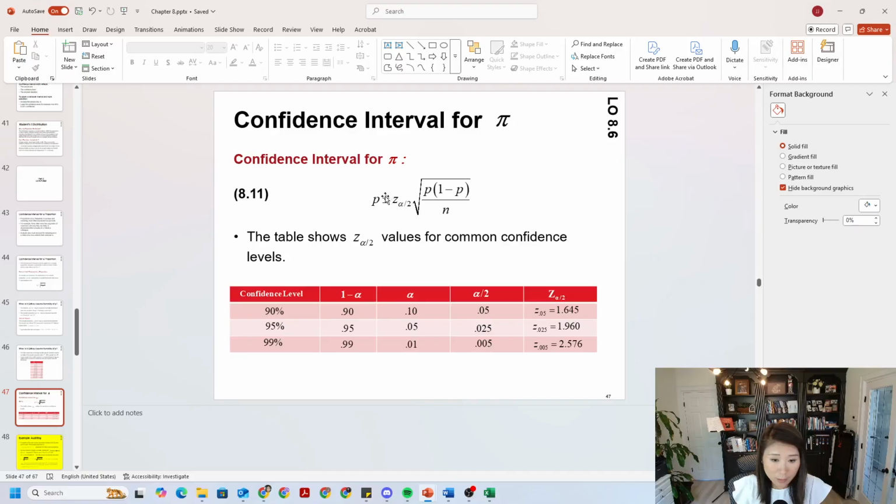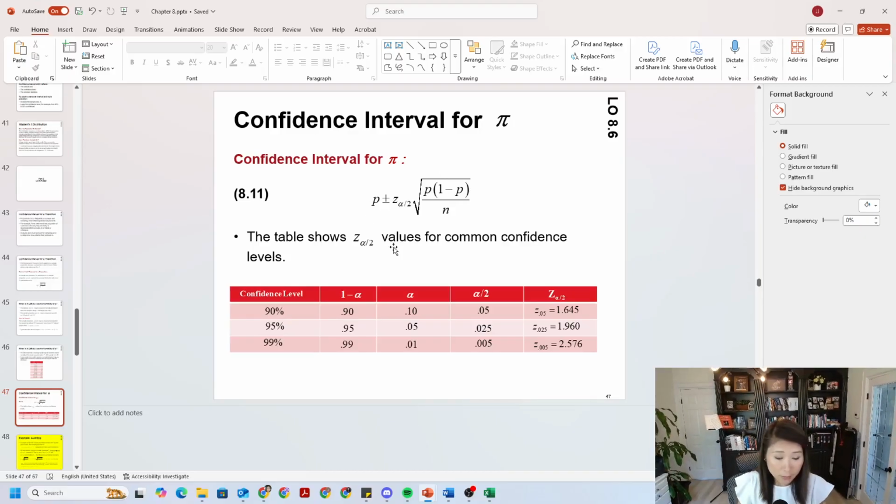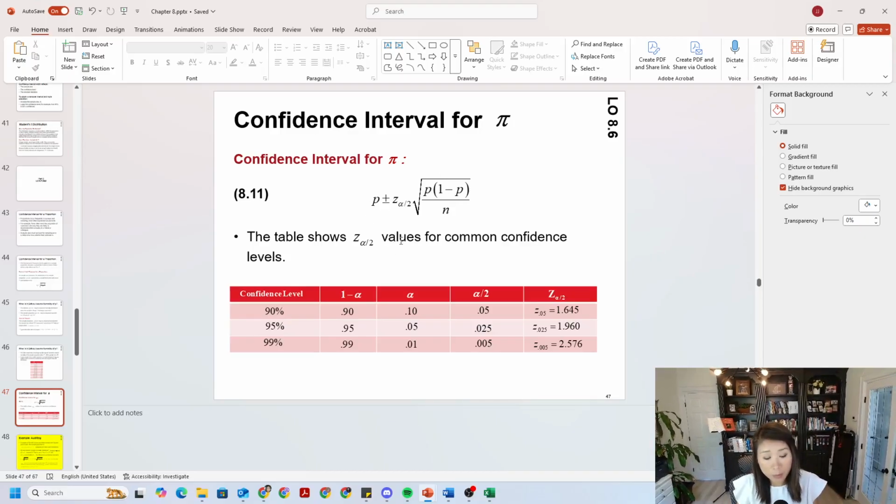Therefore, the answer is only related to the part after the plus minus sign. This section tells us how wide that interval is going to be. It does not involve the p yet. So that's the difference. When question B asks for the width, we focus on the right-hand side, right after the plus minus sign.